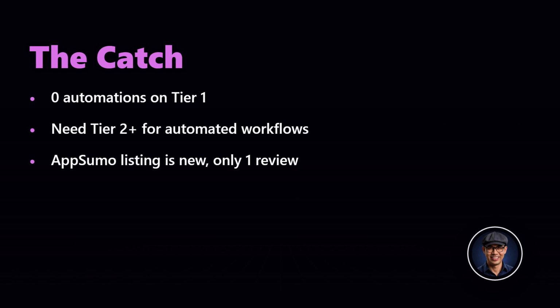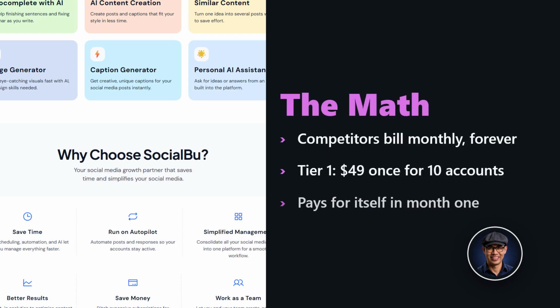And this AppSumo listing is brand new. Only one public review to judge it by so far, even though the main product itself has been running since 2019. The math is straightforward. Buffer, Hootsuite, and similar tools run you real money every single month. SocialBu's Tier 1 is a one-time $49 for 10 accounts and 600 posts monthly. That pays for itself in the first month compared to almost anything else in this category.